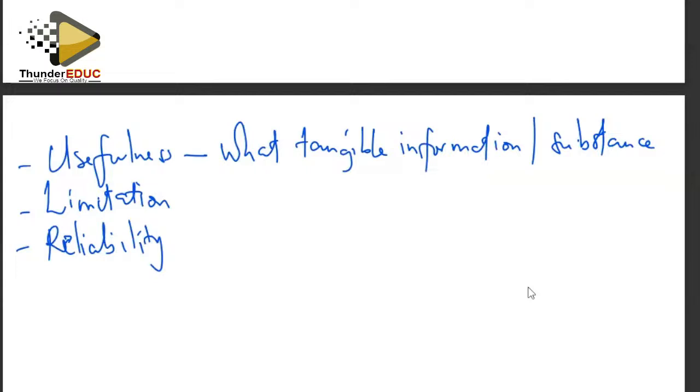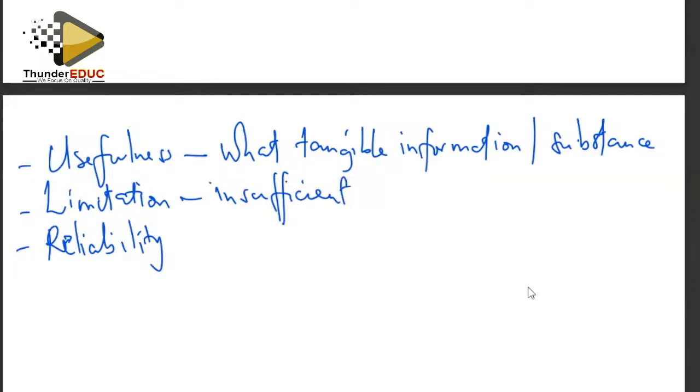It's something which is tangible, something which is of value in the source, which might help us understand the events better. Right. Then we have limitation. We are saying a source can be limited, is providing insufficient information, or cannot give us a clear picture. For example, if a source is biased, then it means it's limited. It's giving us one side of the view.